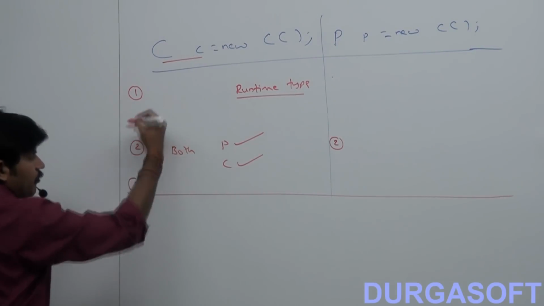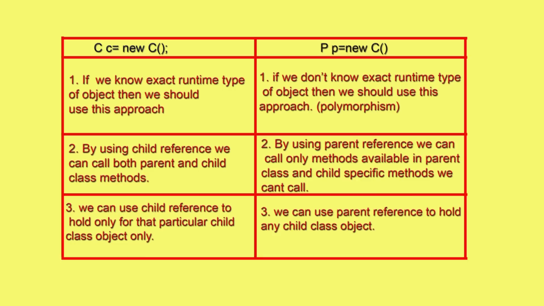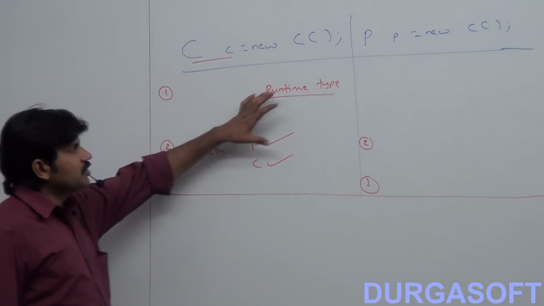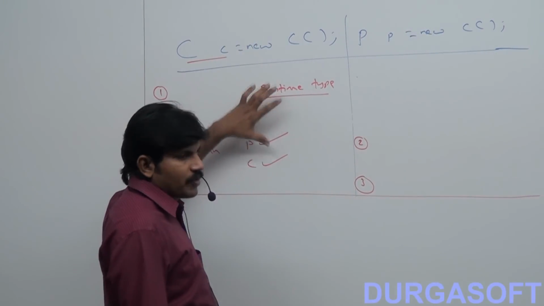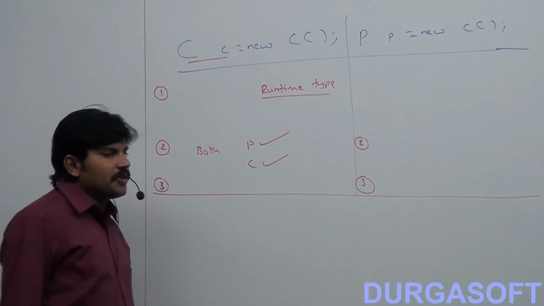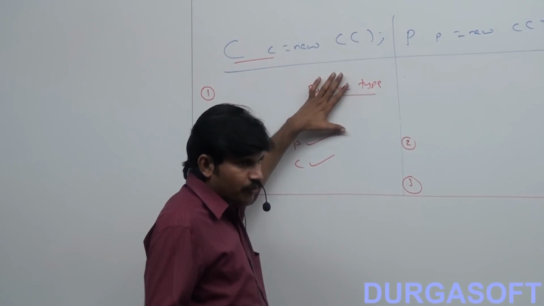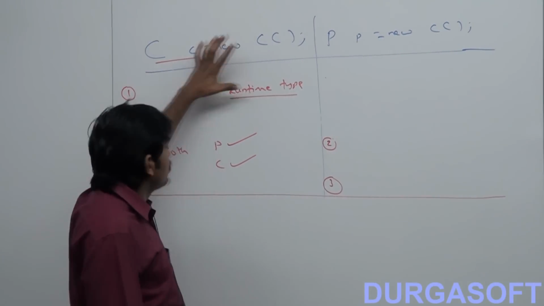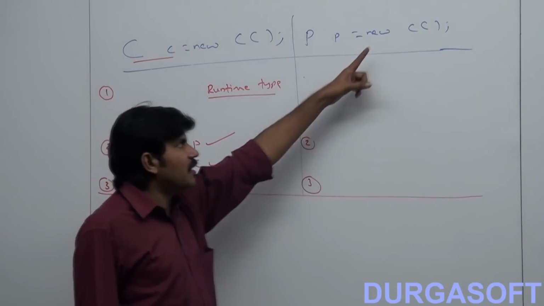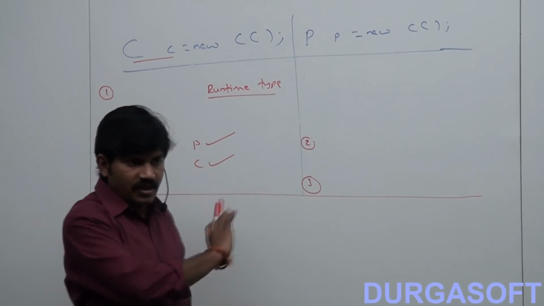This point, once again, I am keeping with more elaboration. So this is a polymorphism call. This is the non-polymorphism call. So what is the difference between Child C = new Child() and Parent P = new Child()? When should we go for this approach, and when should we go for that approach? If we know the exact runtime object, then we should use this approach. If we don't know the exact runtime type of the object, then we should use this approach. Is it clear, right? Okay, that's all.